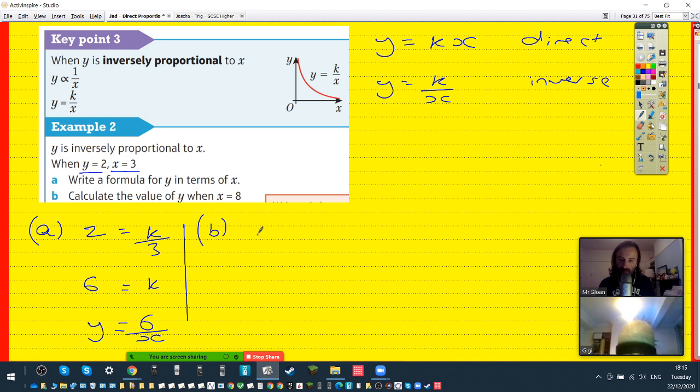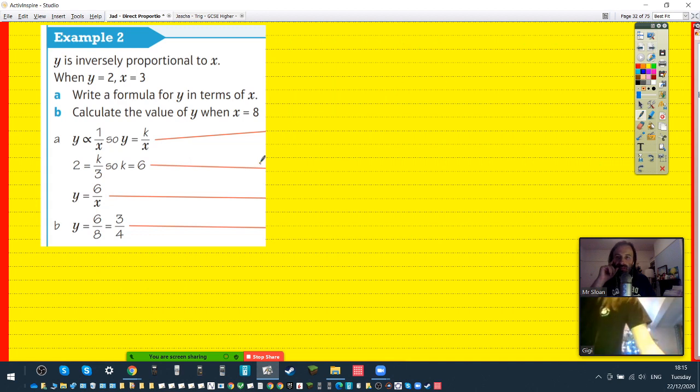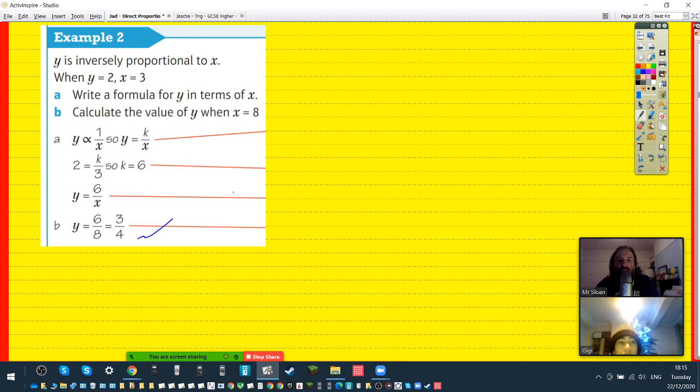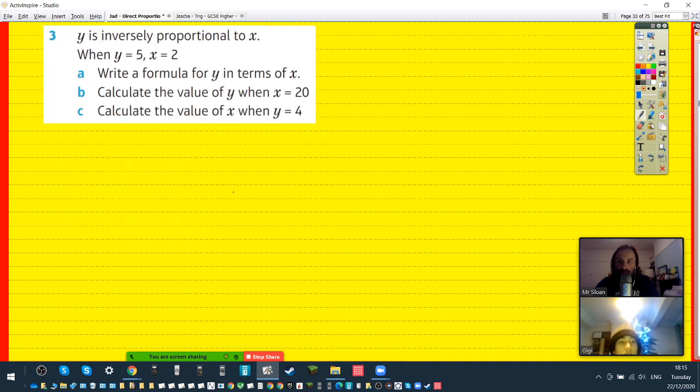0.75. Yep, that's it. And you can leave it as a fraction. It's all the same. Well done, 3/4. So inverse proportion, y equals k over x. Create the formula and then use the formula.